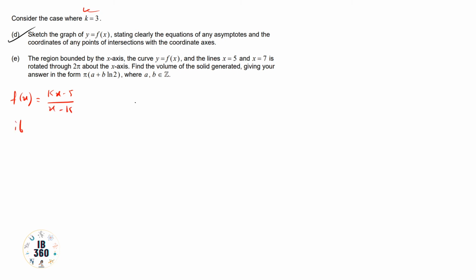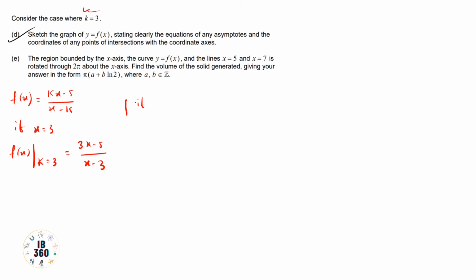So at k equals 3, f(x) will be (3x minus 5) divided by (x minus 3). Okay, so this is the equation. Now I just need to draw the graph only. Okay, so just find out the values.